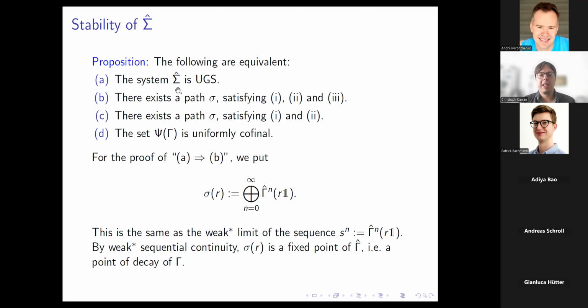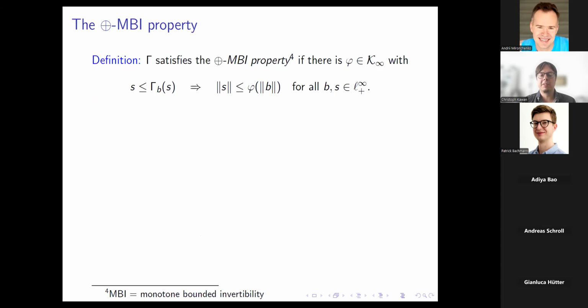So it's not yet really satisfying. We would like to have a characterization or at least a sufficient condition for the system sigma hat to be UGS. And this is what actually comes next. It makes a connection to what has been done for finite networks. This is a property which I call the max MBI property, which you can already find in those papers that I mentioned in the beginning, those papers around 2010 on finite networks.